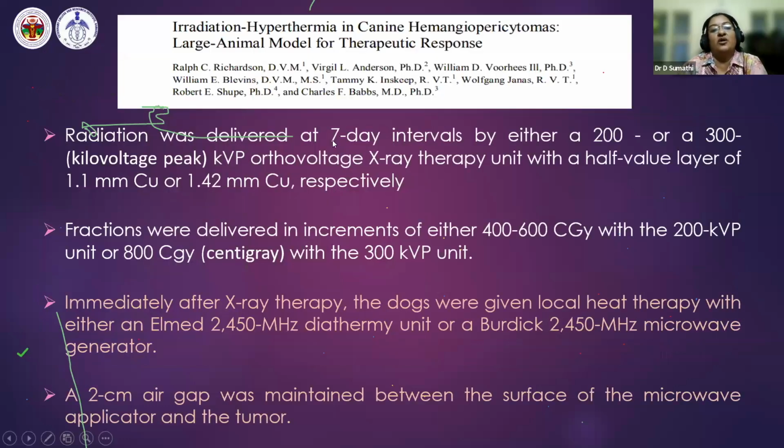So here, what do we do? We can go with radiation therapy. Hemangiopericytoma can be treated with radiation therapy using a 200 to 300 kilovoltage peak orthovoltage X-ray therapy unit, and copper is being used. And here you can also go with centigrade fractions, and it can be treated with a radiation protocol. After radiation, you can go with heat therapy. This can be done, but sitting in a remote place, it is very difficult for us to go with radiation therapy.